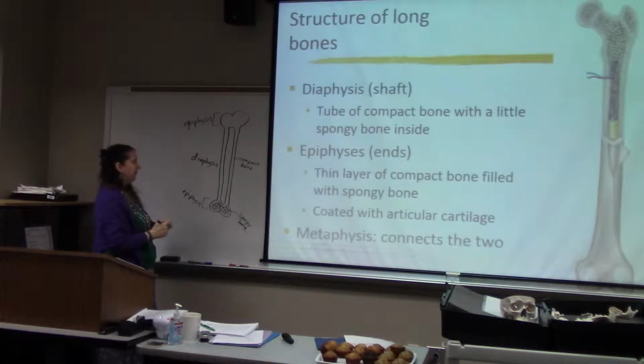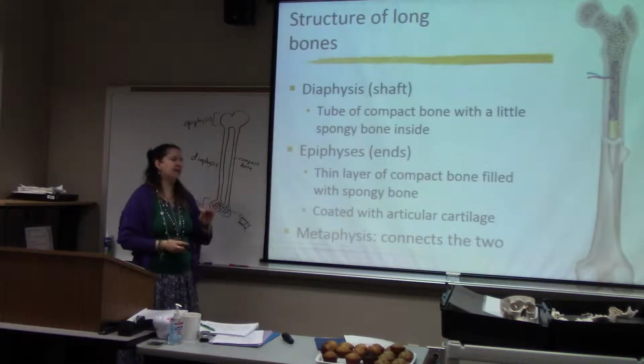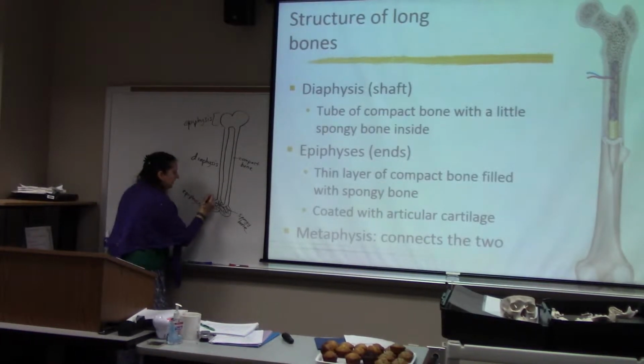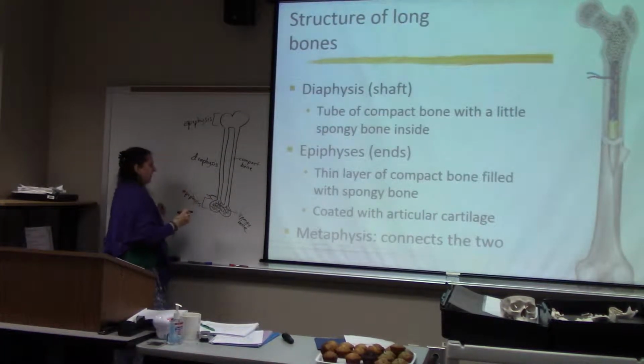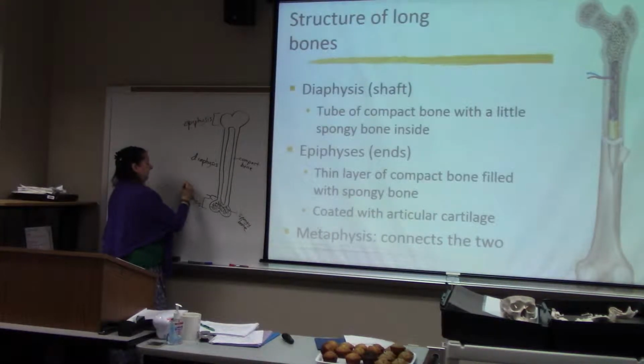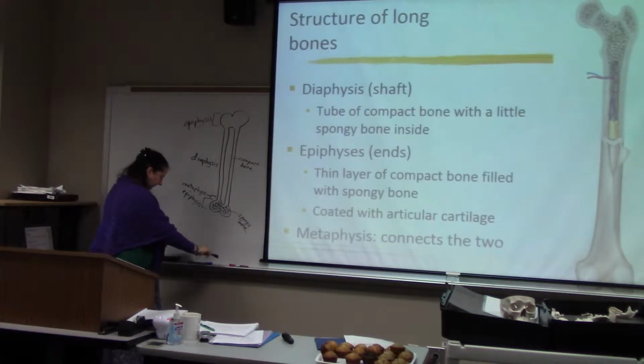Spongy bone fills the epiphyses. They just have a thin layer of compact bone. And there's an area that's connecting the diaphysis to the epiphysis. That's called a metaphysis. So meta for between.